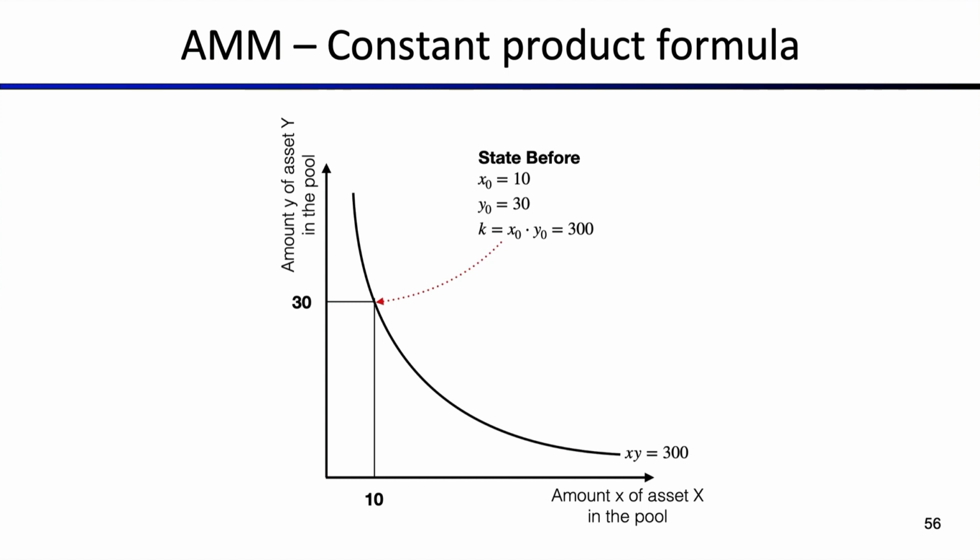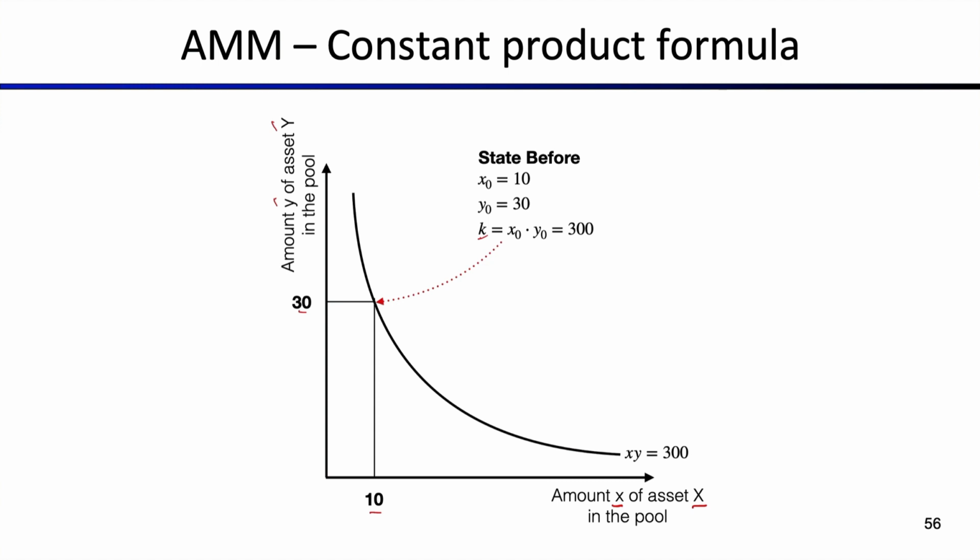To fully understand sandwich attacks, we need to go back to the very basics of the constant product formula, or AMM in general. On the x-axis here we have the amount x of asset X, and on the y-axis we have the amount y of asset Y. I hope you remember. If we have a state before that's, for example, 10 and 30, so 10 units of asset X and 30 units of asset Y, our constant k would amount to 300 in this particular example.